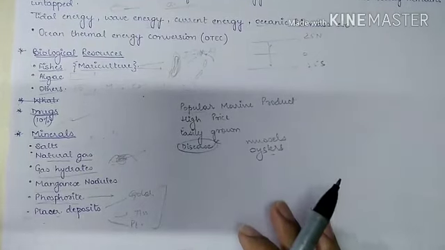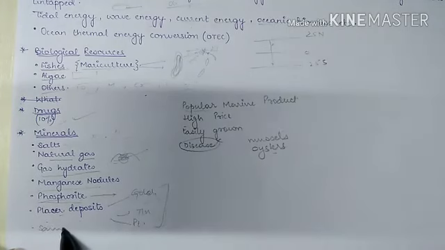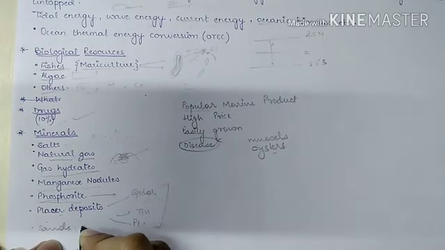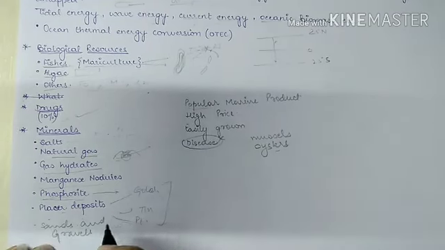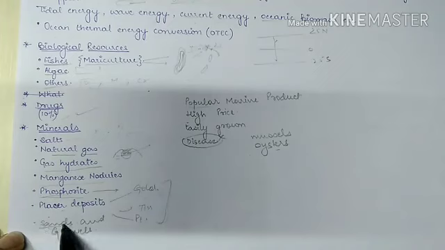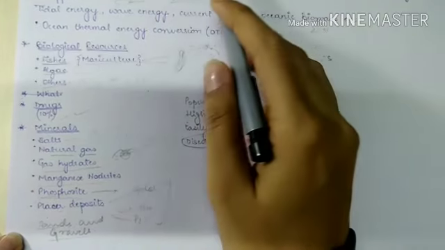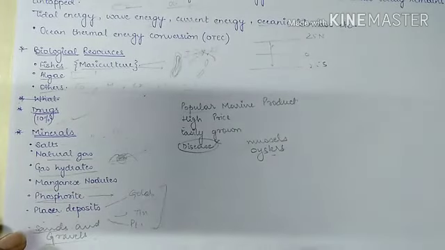Lastly, we have sands and gravels. These sands and gravels are needed for concrete to build houses, and they are a very important marine resource. So that was about marine resources.